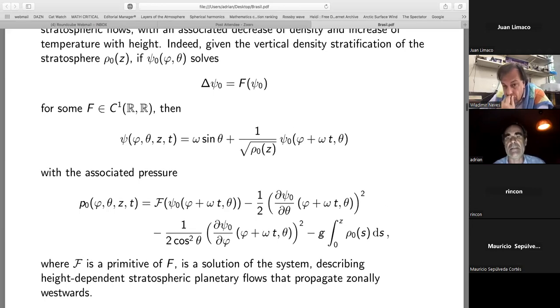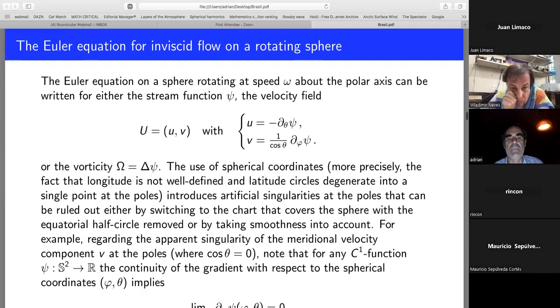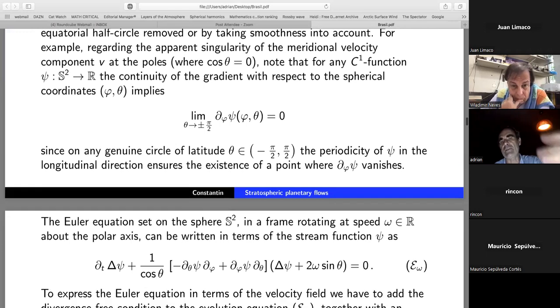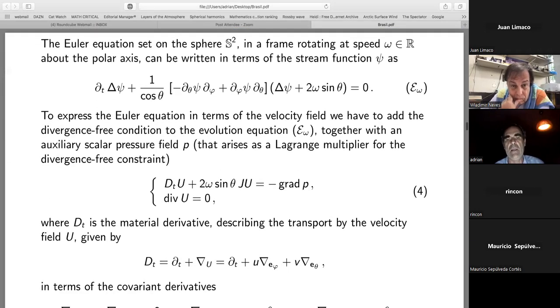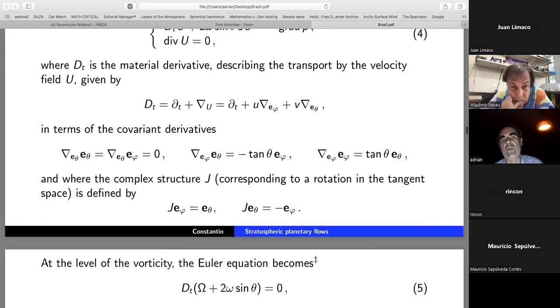This is the ansatz. So I will look at this elliptic equation. This is the fact that the singularity at the North Pole is not a problem. And these are some considerations on how you can write the equation in a material derivative form. And these are the covariant derivatives and the complex structure.